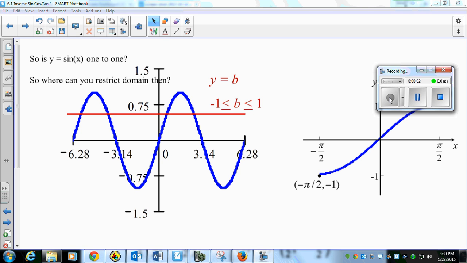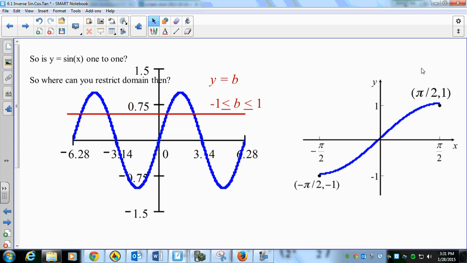All right, mathletes, here's 6.1. We're going to take notes here on inverse trig functions. First one we're going to look at is sine of x. So remember, sine of x is our function here in the blue. It's symmetric to the origin starting here.